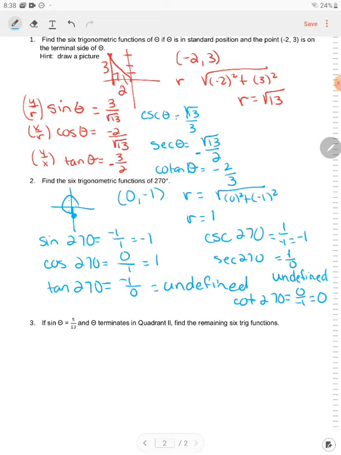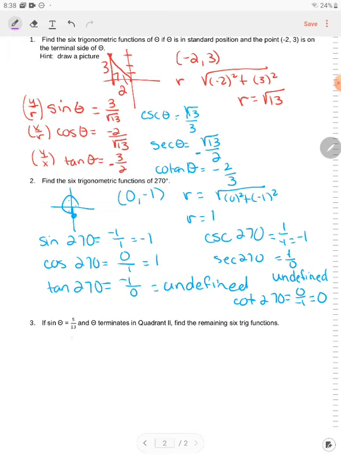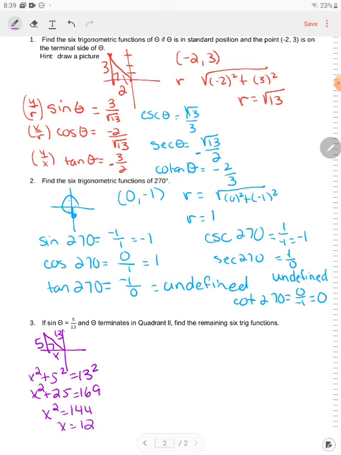Okay, so if sine of theta is equal to the ratio 5 over 13, and theta terminates in quadrant 2, find the remaining 6 trig functions. So first let's draw a picture. So this is 13, our r, 5 is here, we need x. So I know that x squared plus 5 squared equals 13 squared. x squared plus 25 equals 169. x squared equals 144. x equals 12.